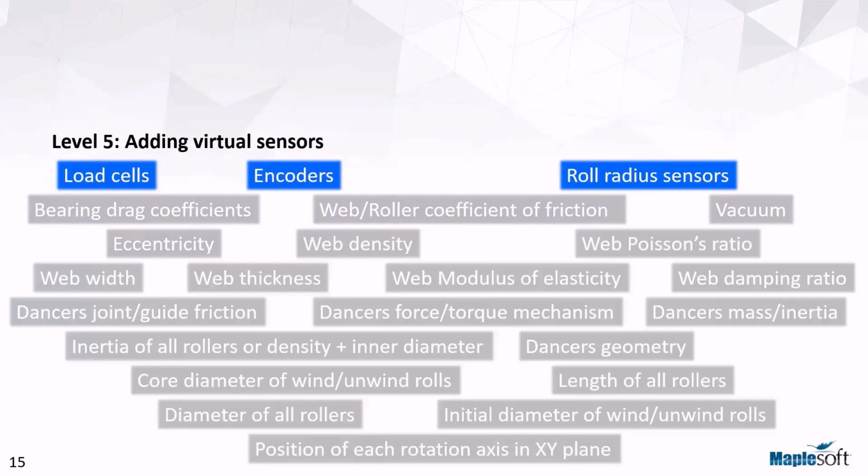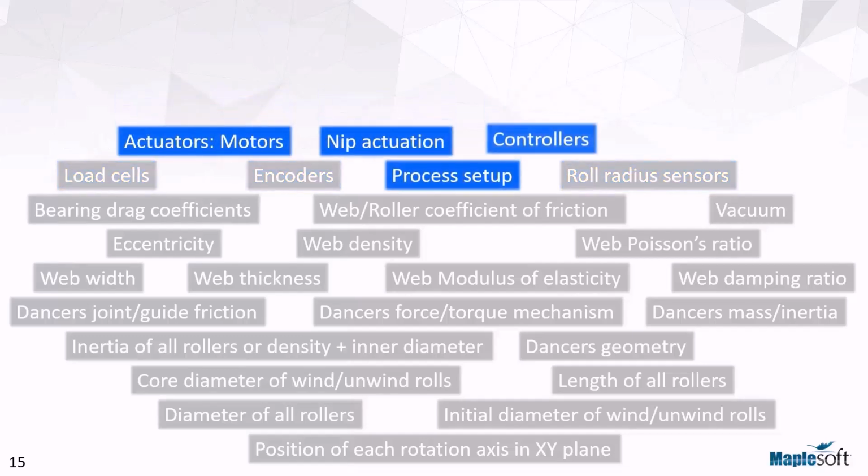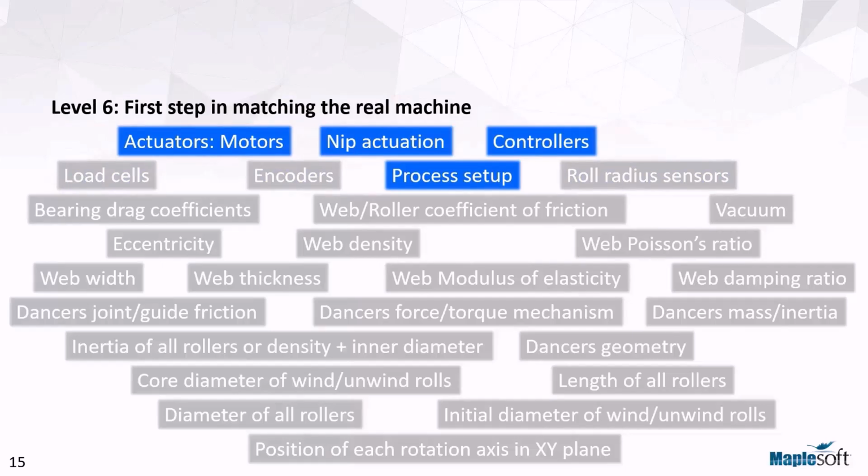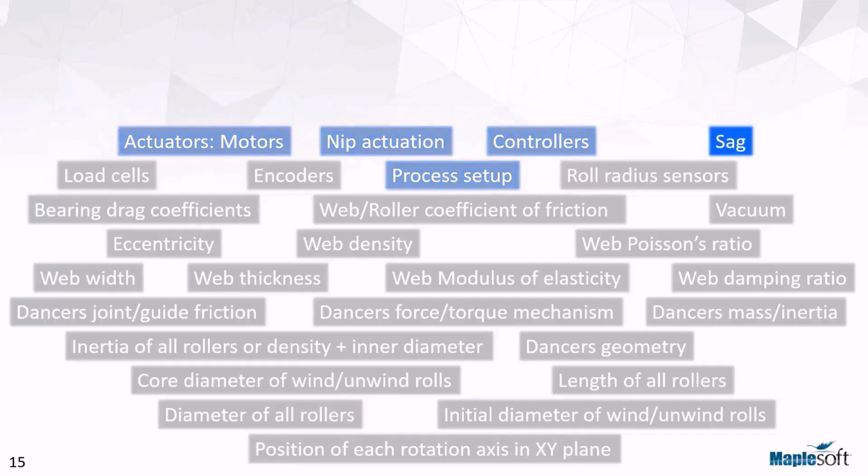To get from a model to something that more closely resembles the actual system, whether it's a new design or an existing design, we need to include the counterparts for the sensors on the system, like load cells, encoders, and roll radius sensors. Then we start to set up the model to perform a process similar to the real machine by including actuators like motors for the pull rollers or nip rollers, nip actuation, the whole speed profile of the running sequence, and feedback controllers.